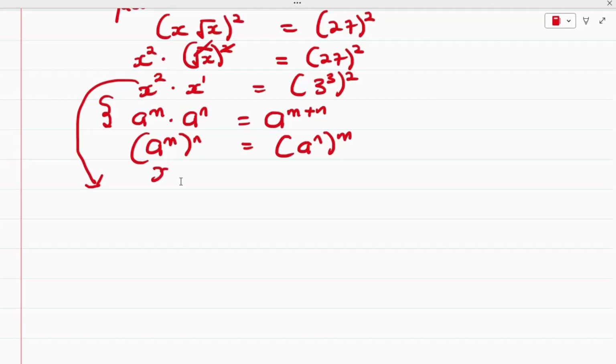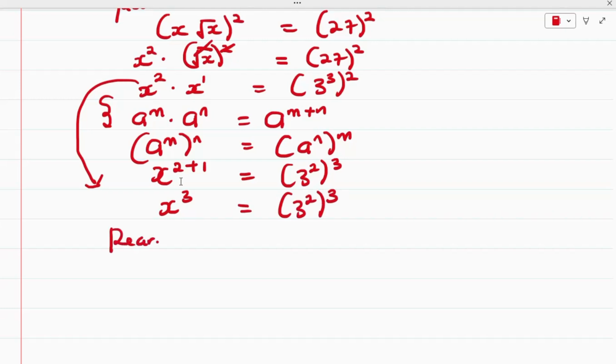So we have x raised to the power of 2 plus 1 is equal to 3 raised to the power of 2 or raised to the power of 3. So we have x raised to the power of 2 plus 1 is 3, which is equal to 3 raised to the power of 2 or raised to the power of 3. So the next thing we want to do is to simply rearrange this equation and set it to 0.